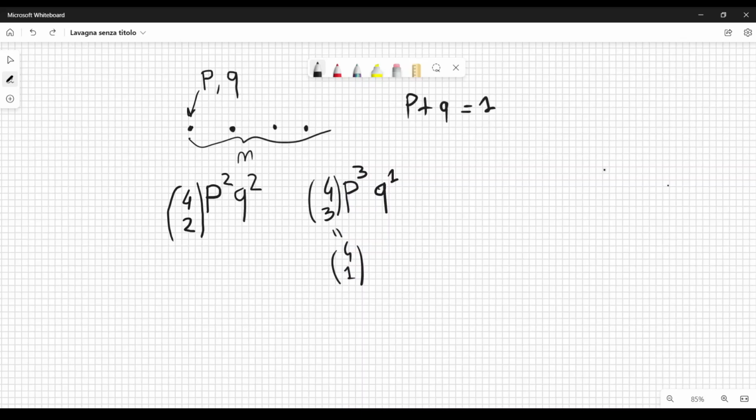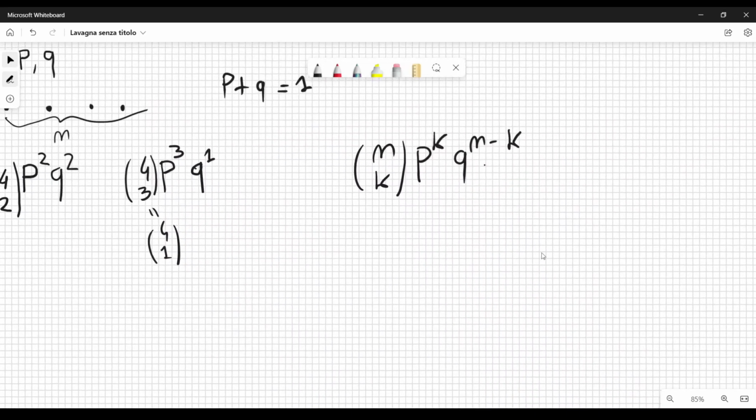In general, if I have k successes, I have p to the k, and therefore I will have n minus k failures. I will have to multiply this by n choose k, and this is my distribution. Why is it a distribution? Well, I have explained this with an example. Here you can understand from the example, but let's do it more rigorously.